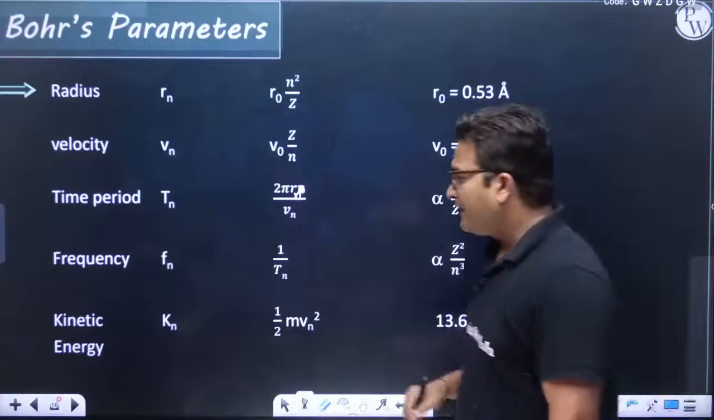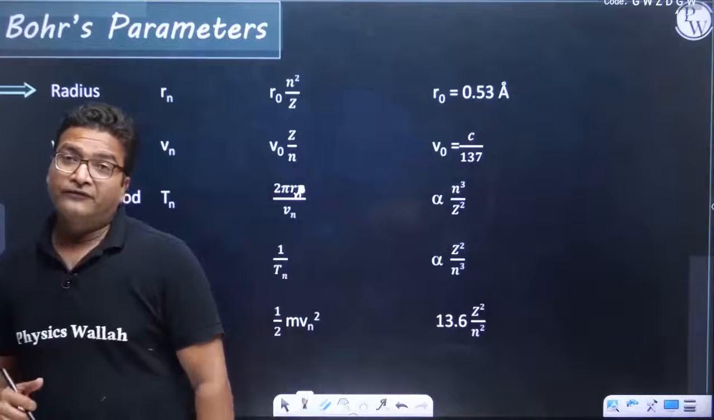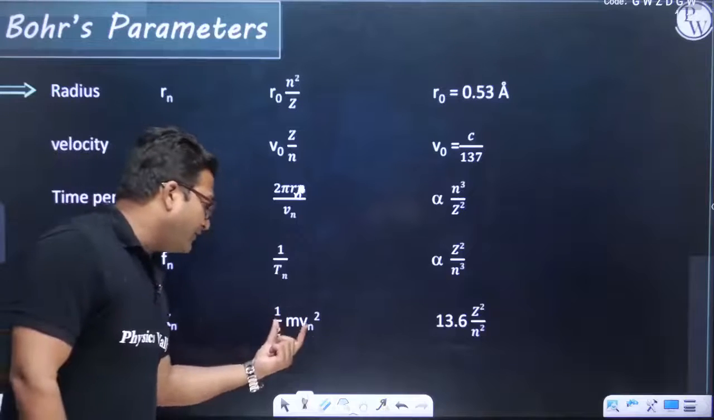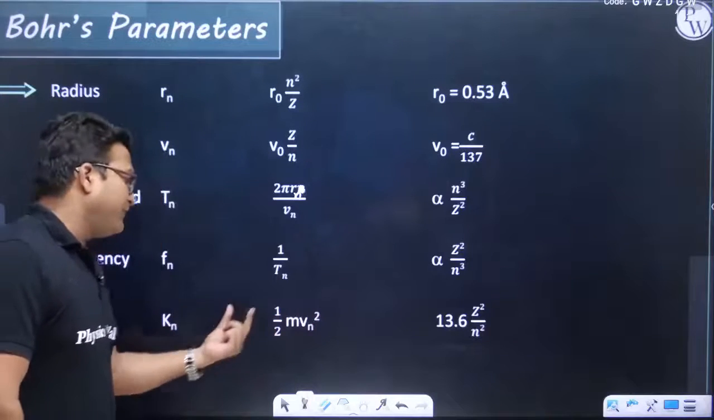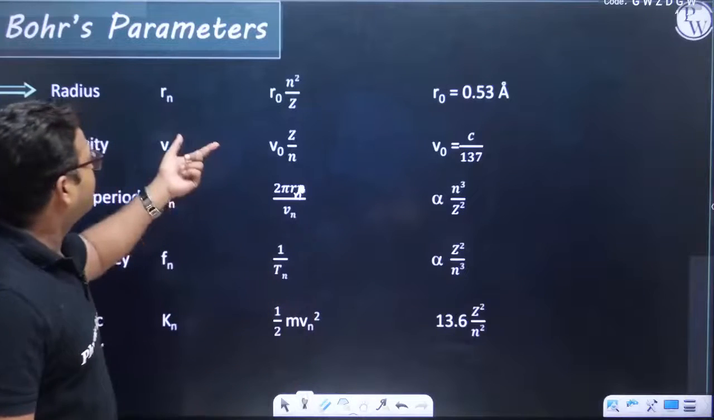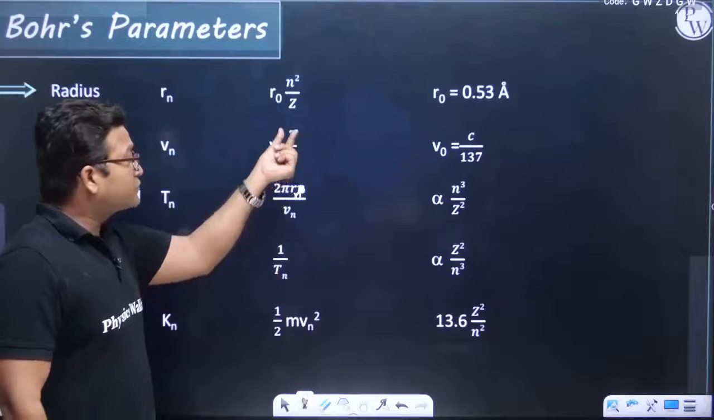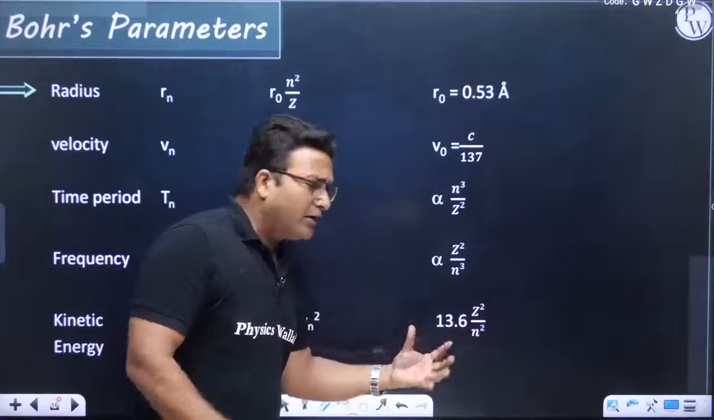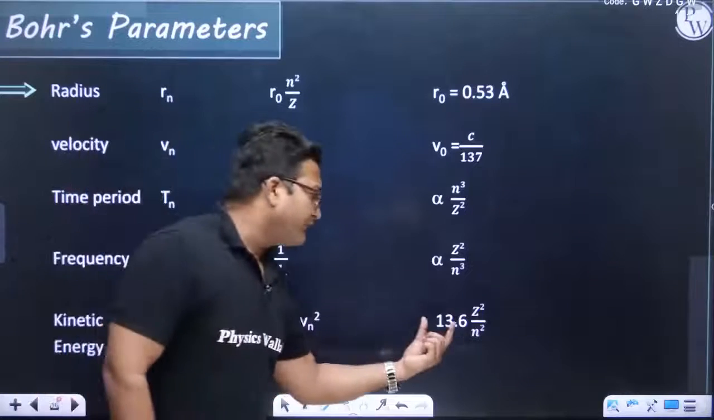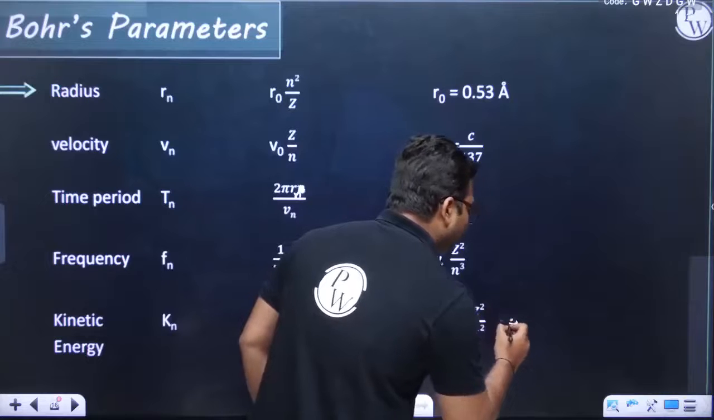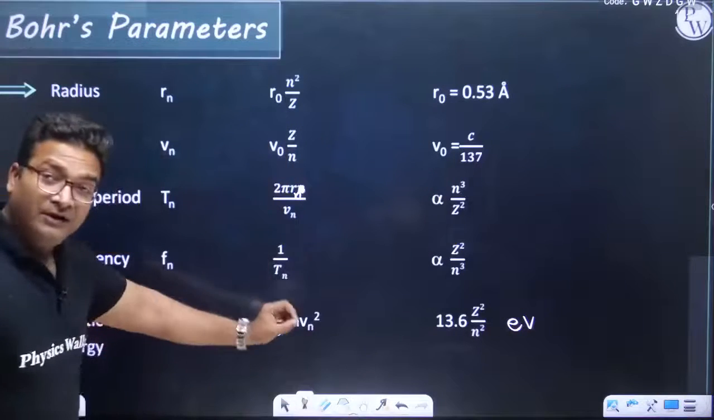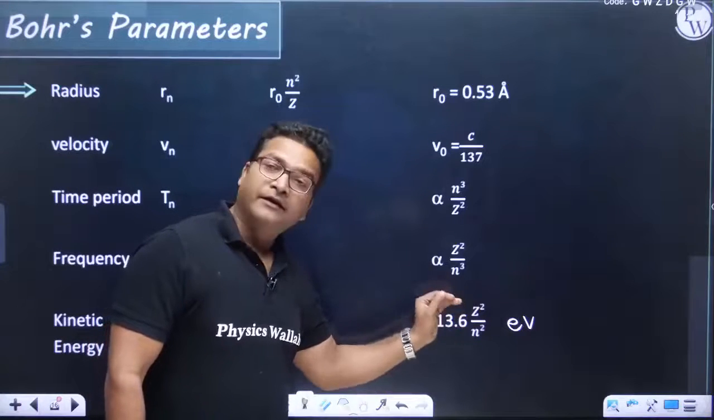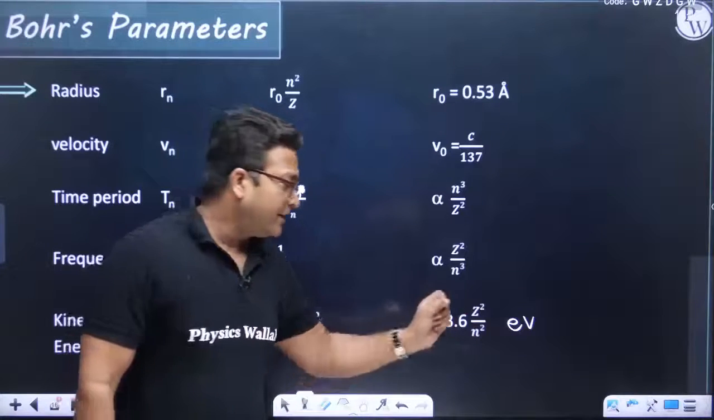If we talk about the kinetic energy of the electron, it is simply given by half mv square. So in the nth orbit we have half m vn square, and as velocity is proportional to Z by n, obviously the kinetic energy should be proportional to Z square by n square. If the remaining constants are clubbed, we have the value 13.6, and this is in electron volt, remember. This is a very important point: the kinetic energy of the electron in the nth orbit is 13.6 Z square by n square, where n is the principal quantum number and Z is the atomic number.